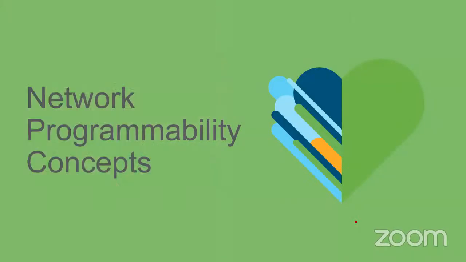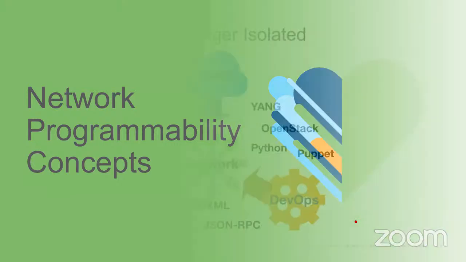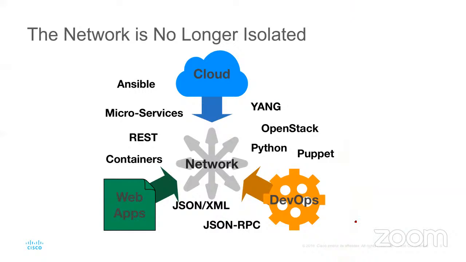Now let's look at the basic concept of programmability. The basic concept, right? Networks are no longer isolated, right? Networks are no longer isolated, which means the cloud is not on its own, right? AWS is not on its own right now, right? They have devices connected, they have people connected. Microsoft Azure is not on its own as well, right? And GCP as well.